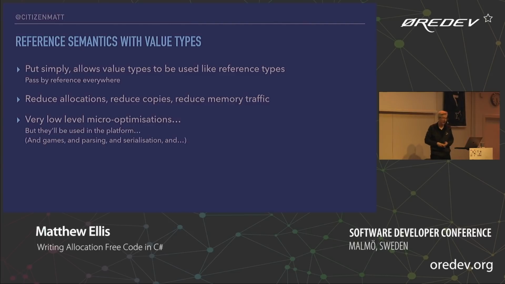So this allows us to reduce allocations. It reduces the copies that we're making as the value types go around, and overall it just reduces our memory traffic, and this is a good thing. So again, very low-level micro-optimizations. You probably won't want to do this, but in the times that you do, this will be really cool. And it's also going to be used in the platform, in games, in parsing, in serialization, and so on. So this will probably mostly affect you by using libraries where other people have done this. But when you have a very critical hot path in your code, this might actually help you.